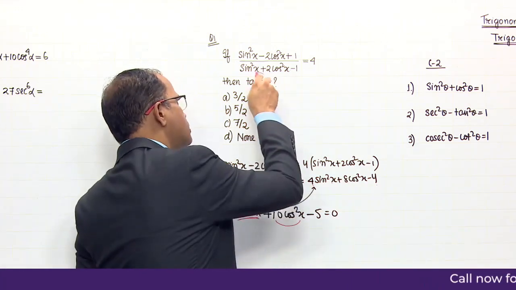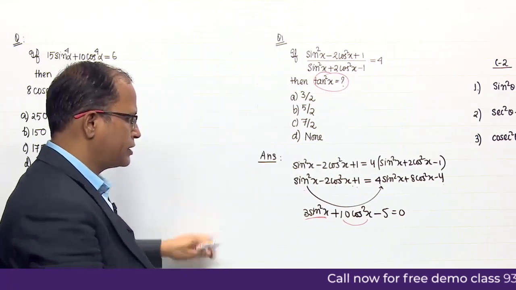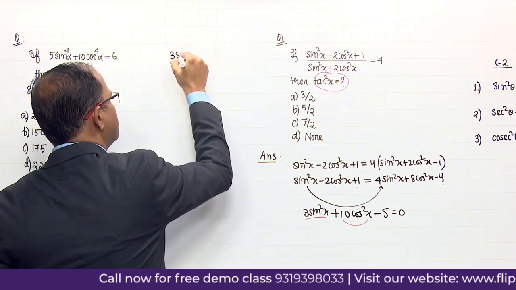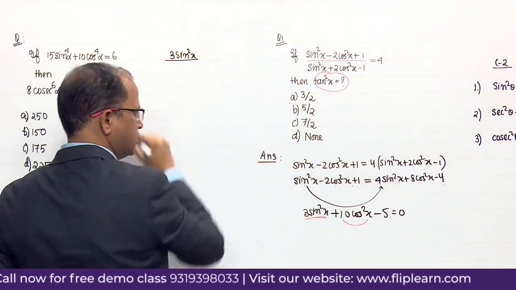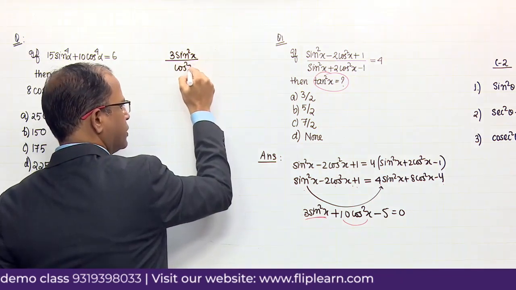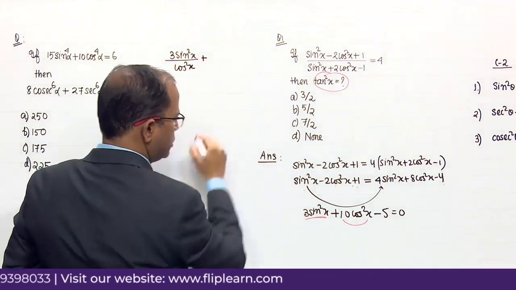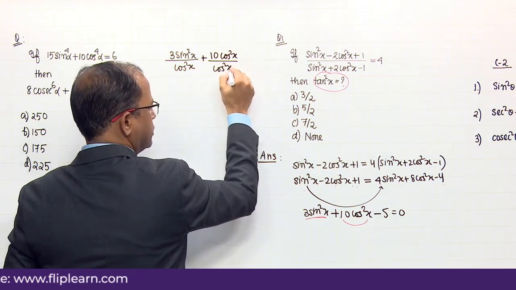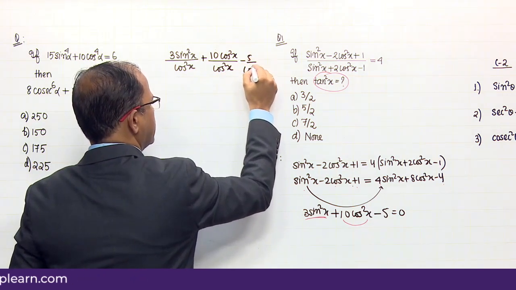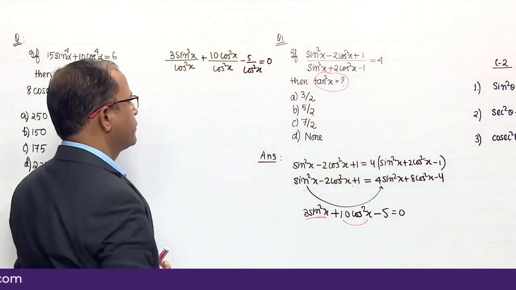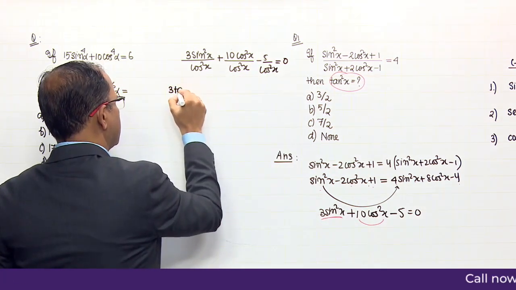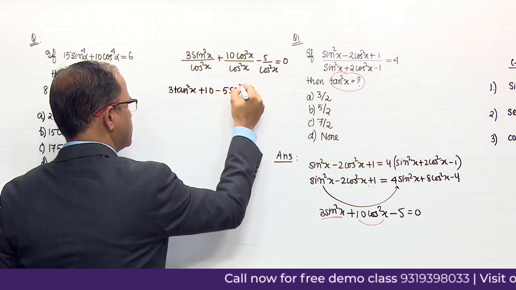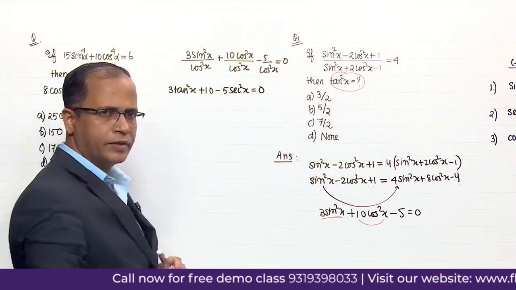We need to find tan square x, right? So how to find tan square x? This is a very important thing. We can do one thing. We can divide the whole thing by cos square x, okay? This is 3 sin square x upon cos square x, which is 3 tan square x, plus 10 cos square x divided by cos square x, minus 5 divided by cos square x, which is 5 secant square x, is equal to 0, right? We need to find tan square x.